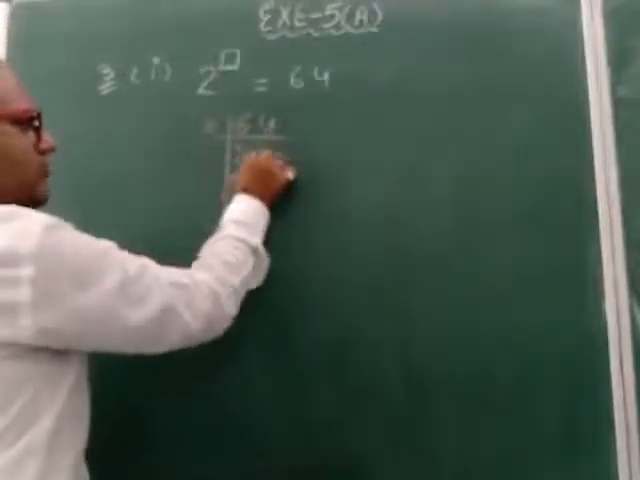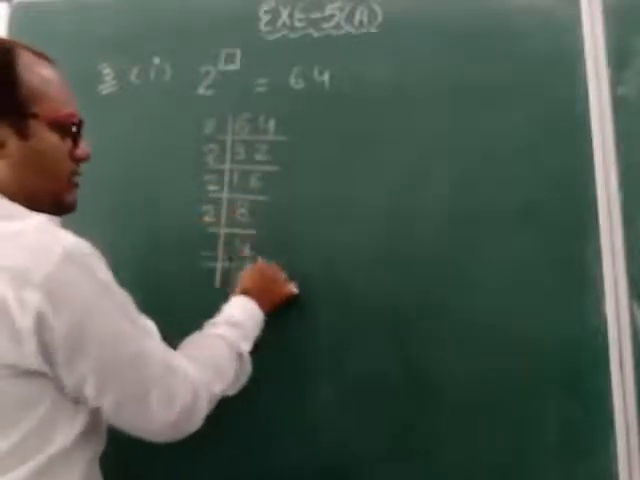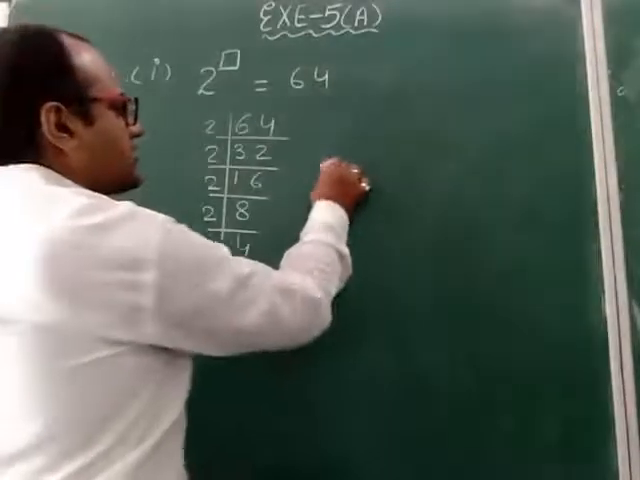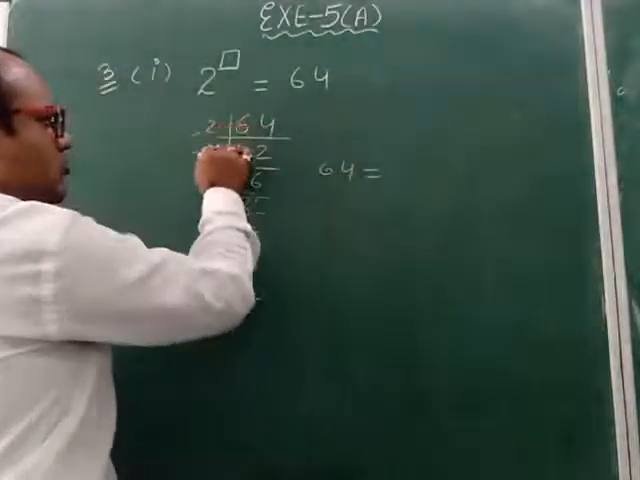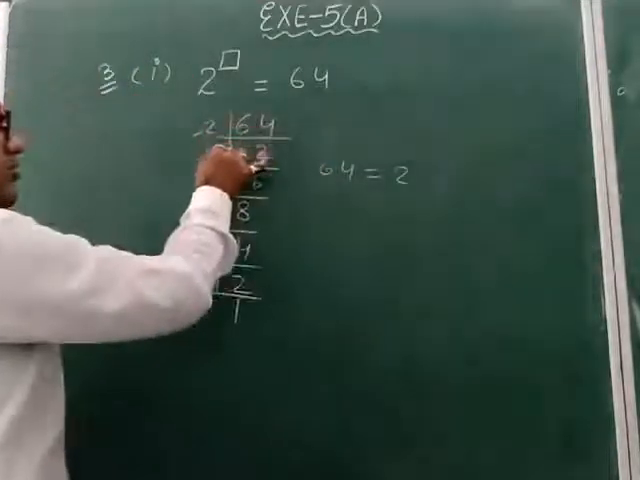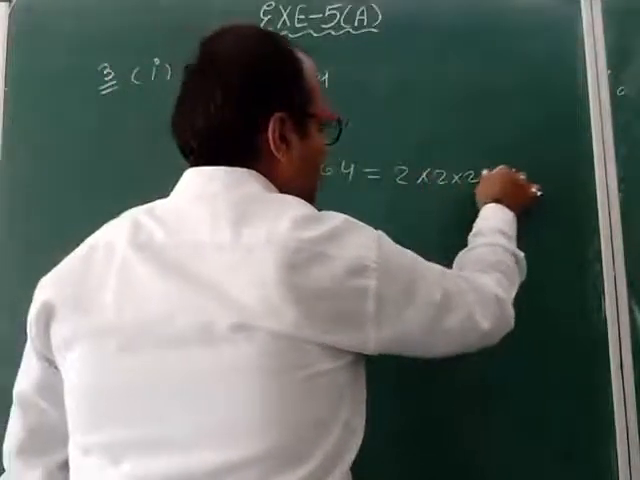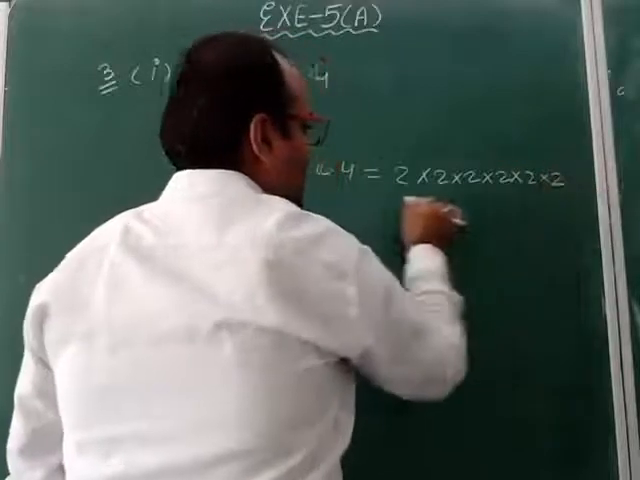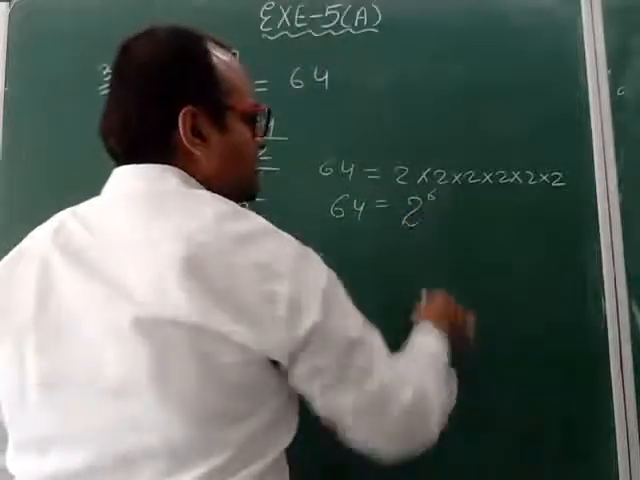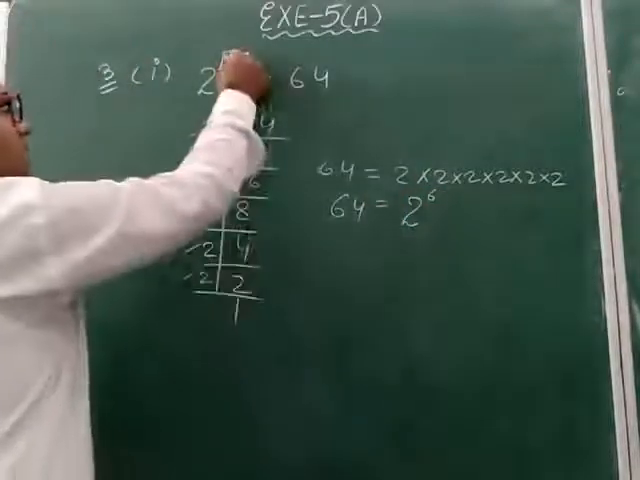2 3s are 6, 2 2s are 4, 2 1 is 2, 2 6s are 12, 2 8s are 16, 2 4s are 8, 2 2s are 4, 2 1 is 2. So we will write 64 is 2 multiply 2, all these 2s we have to write here. How many times is it coming? 1, 2, 3, 4, 5, 6. So 2 is coming 6 times. 2 multiply 2 multiply 2, 2 multiply 2 multiply 2. We write 64 is 2 power 6, because 2 is coming 6 times. So here we have to fill power 6.